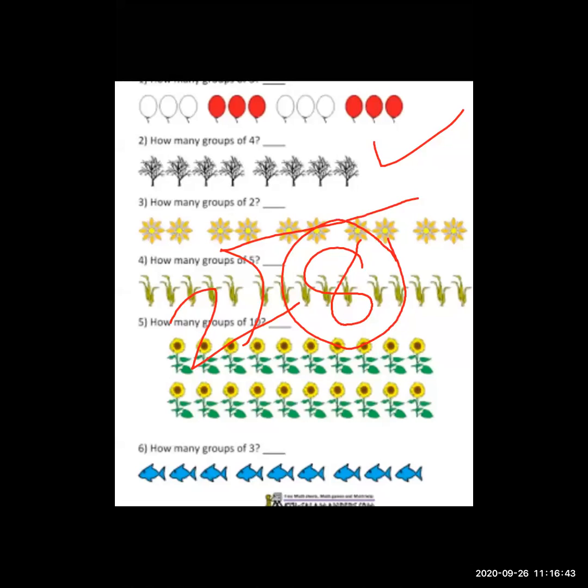2 ones are 2, 2 twos are 4, 2 threes are 6, 2 fours are 8. So 8 minus 8 is equal to 0. Clear, everyone? Yes or no, tell me?